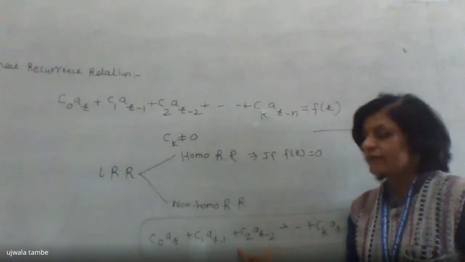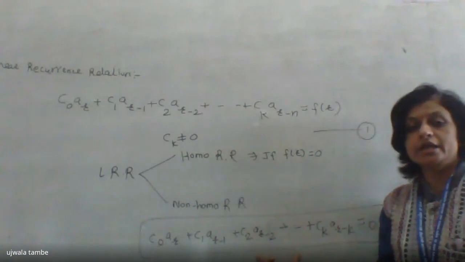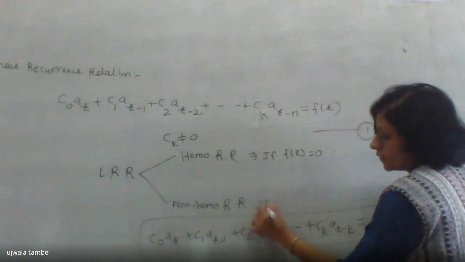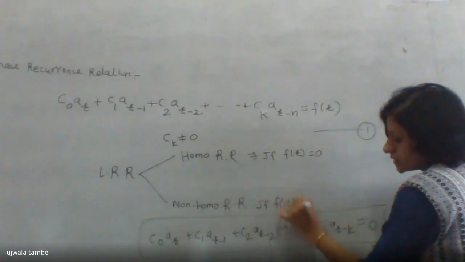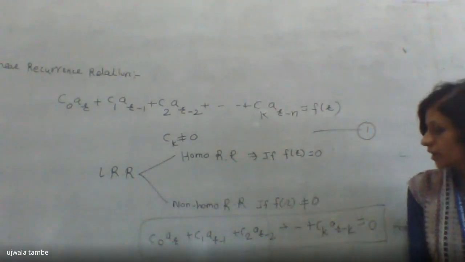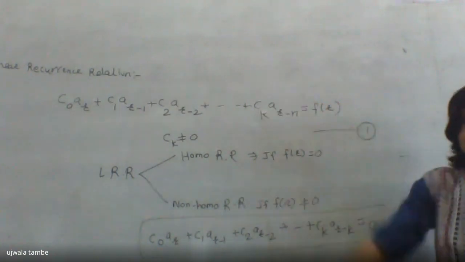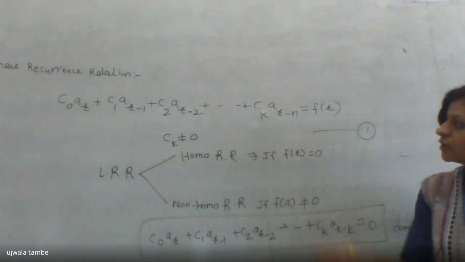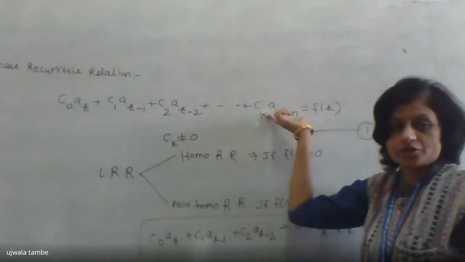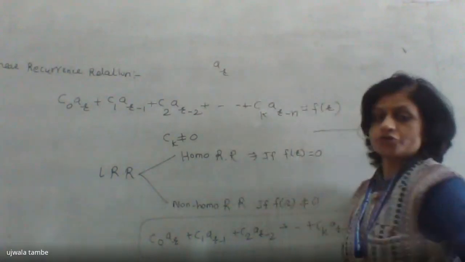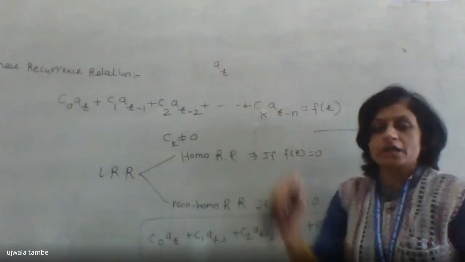Homogeneous means f of r does not contain r, and non-homogeneous means f of r is not equal to 0. If f of r is not equal to 0, therefore this equation is known as a non-homogeneous equation. To solve a non-homogeneous equation means to find the complete solution, the complete recurrence relation.